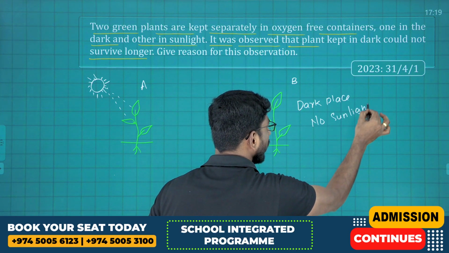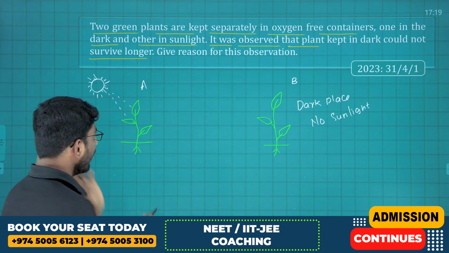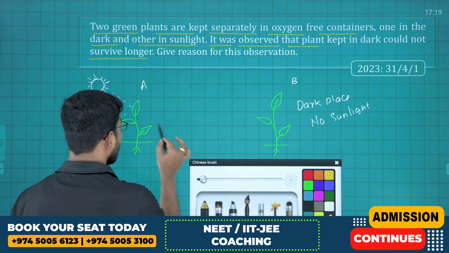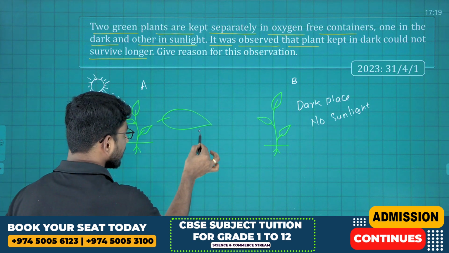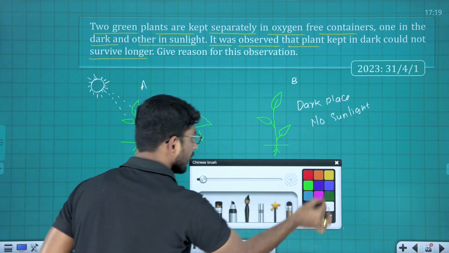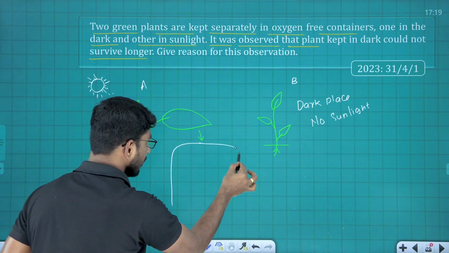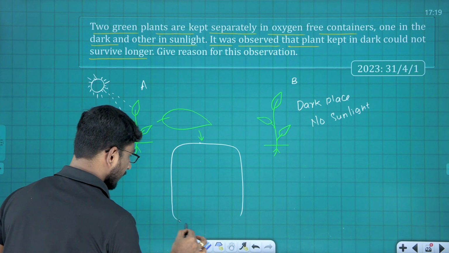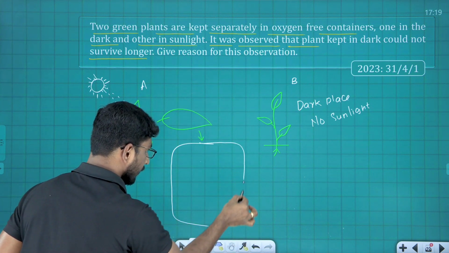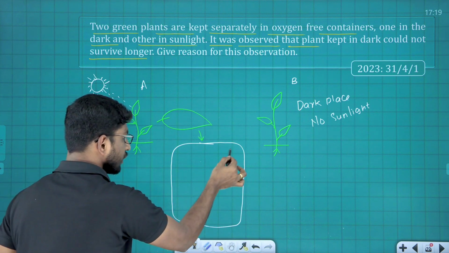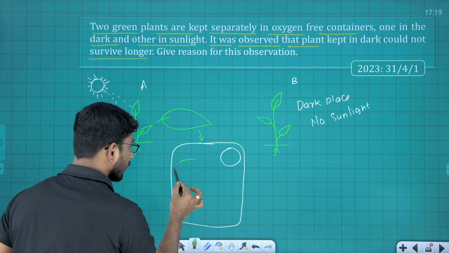Now, I have a question. What is the role of sunlight here? Carefully listen to what I'm explaining. If I take this leaf, in the leaf there are specific cells called mesophyll cells. I'm taking one mesophyll cell like this. This is the nucleus. Now here is the chloroplast.